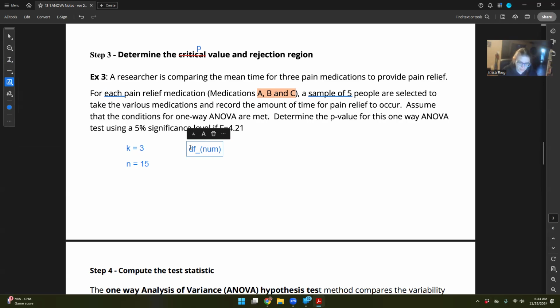Okay, so now we can take that information. The degrees of freedom for the numerator is going to be k minus 1. I just like to write the formula each time so you can practice seeing it, which is 2. And then the degrees of freedom of the denominator is n minus k, which is 15 minus 3, so 12. Okay, so we have the 2 and the 12, and then F is the other piece that we need to know.